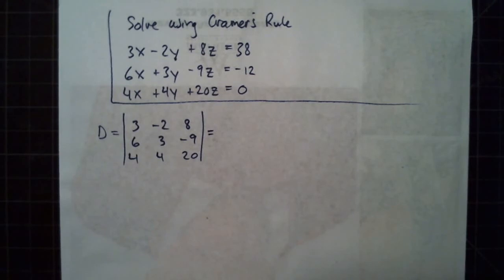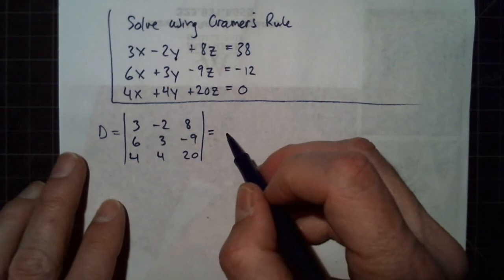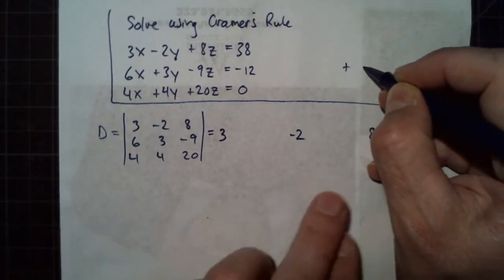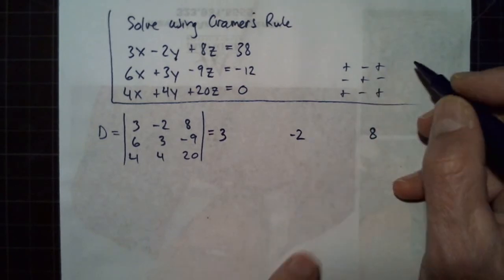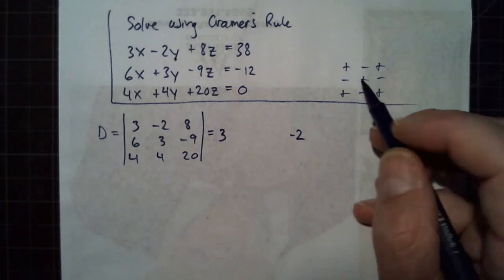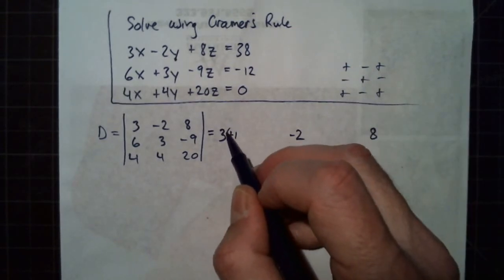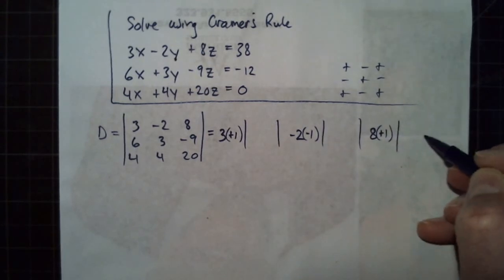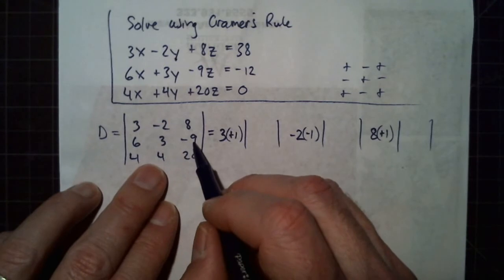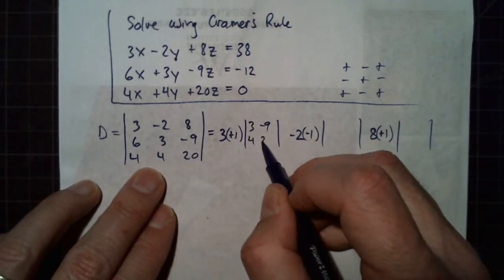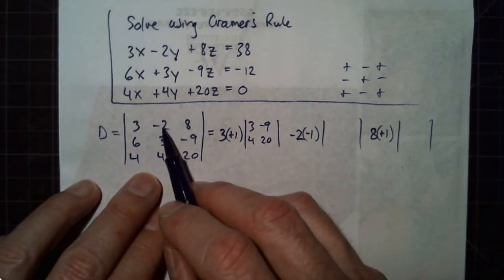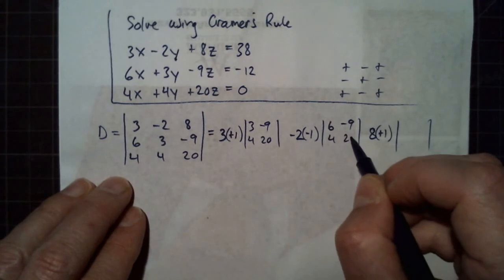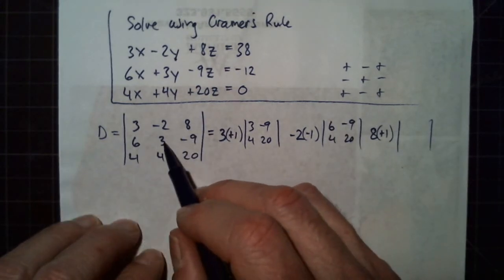If we had any zeros, we would want to use a row or a column with zeros in it. Let's go ahead and just use the first row. So we know we need 3, -2, and 8. Remember that we have positive, negative, positive signs. So this will be positive, negative, positive, times the minors. When we take the 3 out, we're left with 3, -9, 4, 20. When we take the -2 out, take out that row, take out that column, 6, -9, 4, 20. Here we're going to take the 8 column and row, 6, 3, 4, 4.